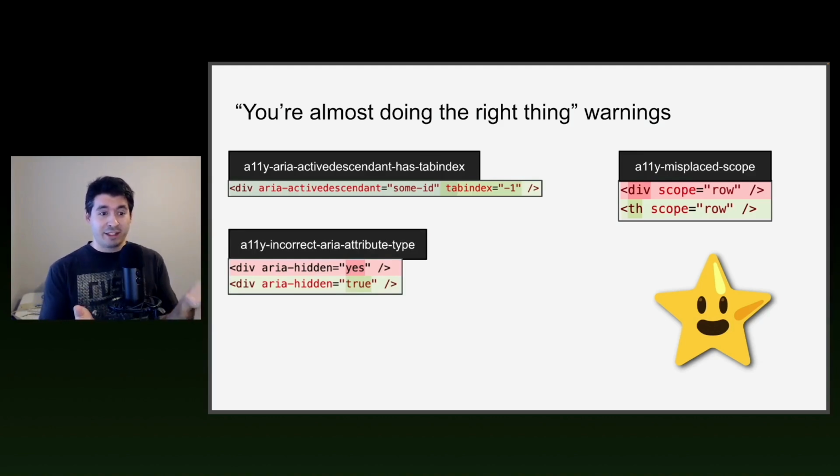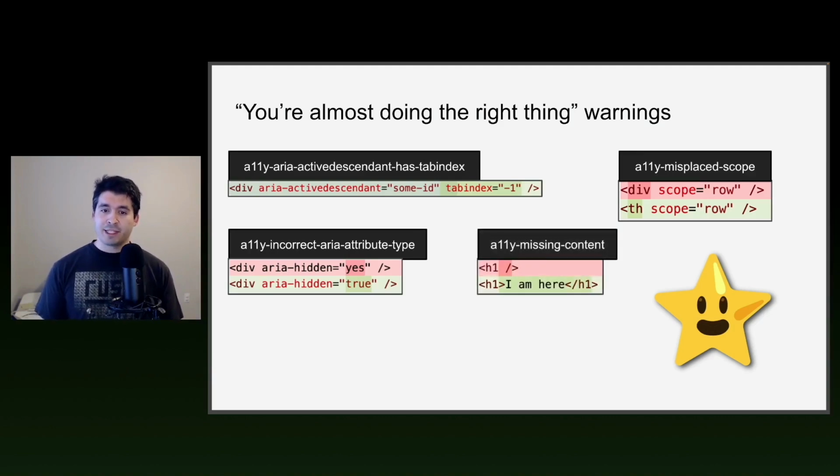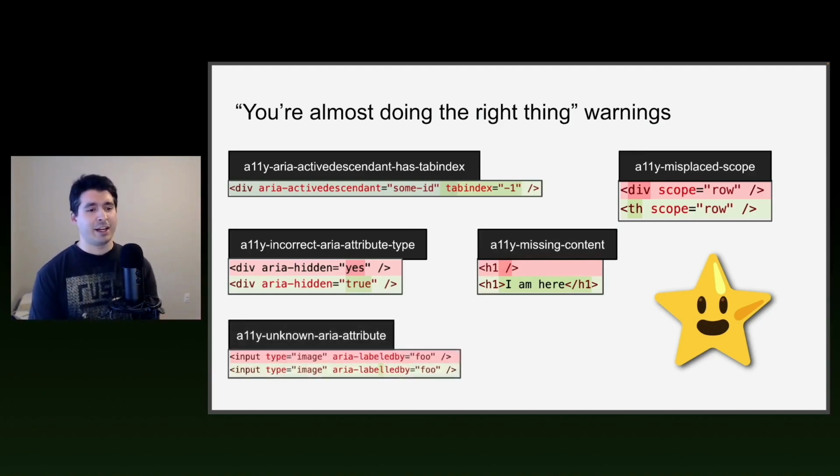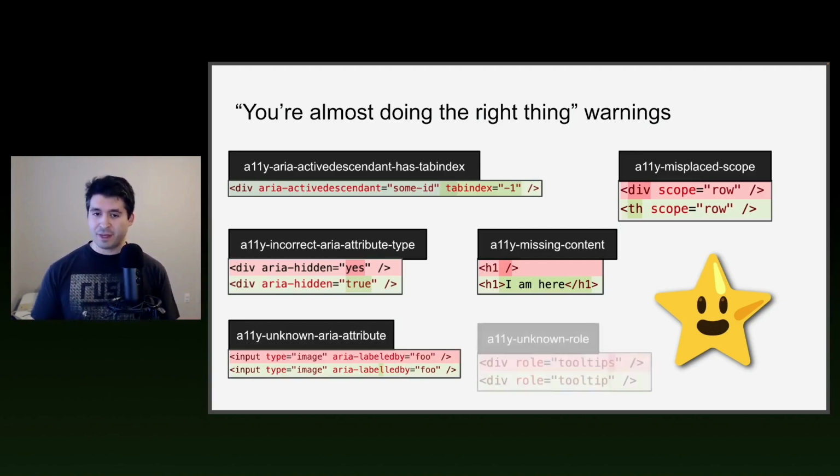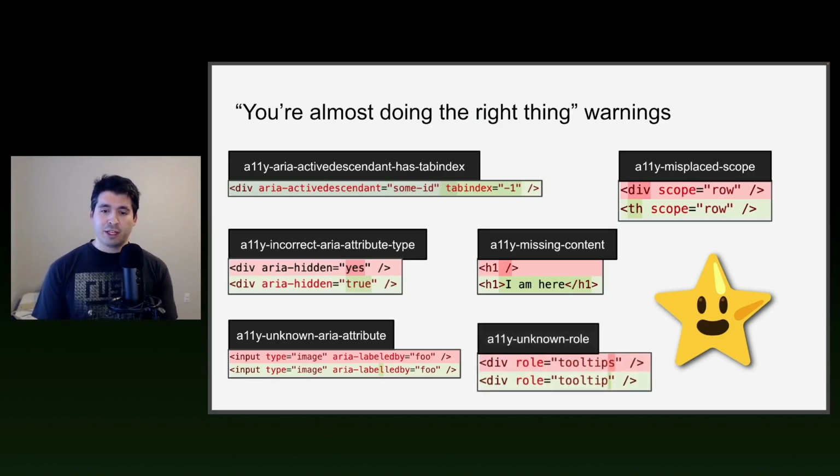So this is more like a linter, and you're already used to this if you're using type checking. A11y missing content. If you have an H1 or something that requires content, this will help you. It'll say, hey, you gotta fill in the content, don't forget. A11y unknown ARIA attribute. This is more like a spell checker, because you're on your way to write a good attribute, but you may have misspelled something, so the fix is quite simple. Spell it. And a11y unknown role.